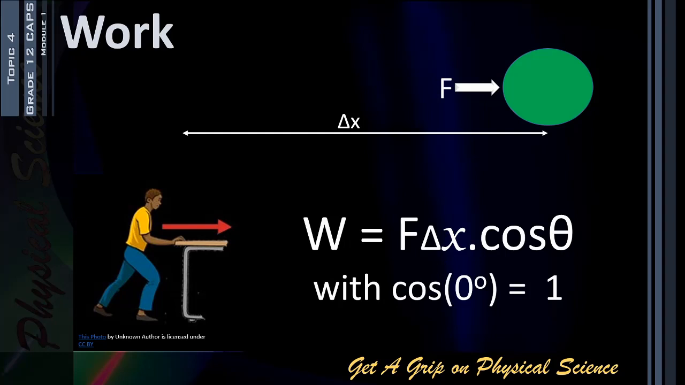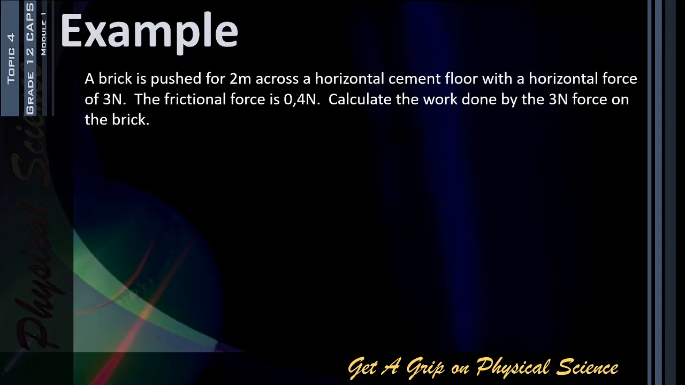So let's look at an example of a calculation where the applied force and the displacement are both in the same direction. A brick is pushed for 2 meters across a horizontal cement floor with a horizontal force of 3 Newton. The frictional force is 0.4 Newton. Calculate the work done by the 3 Newton force on the brick.